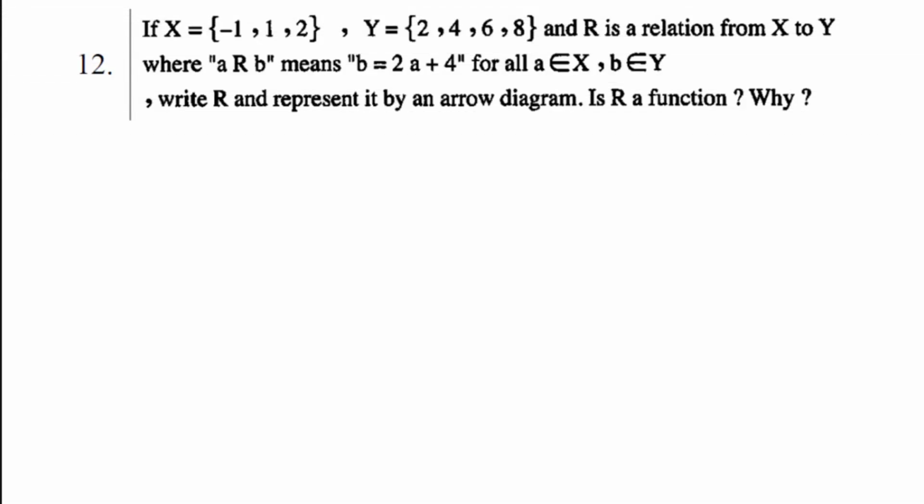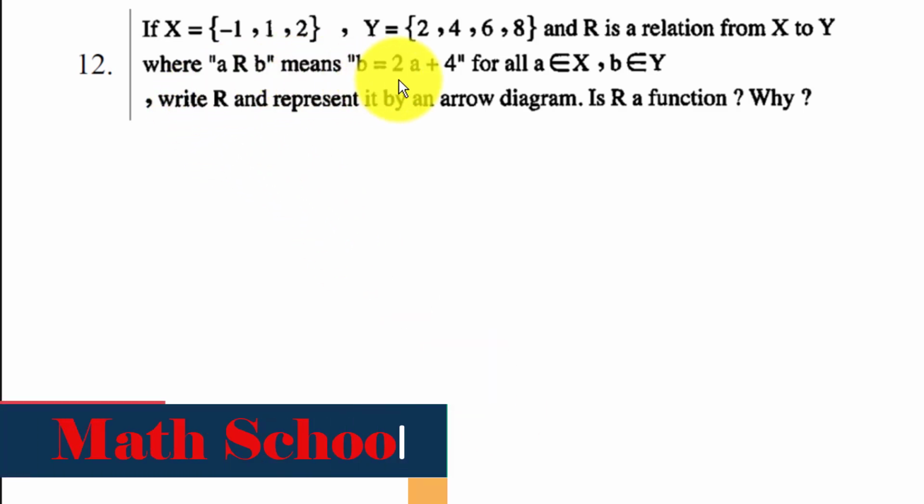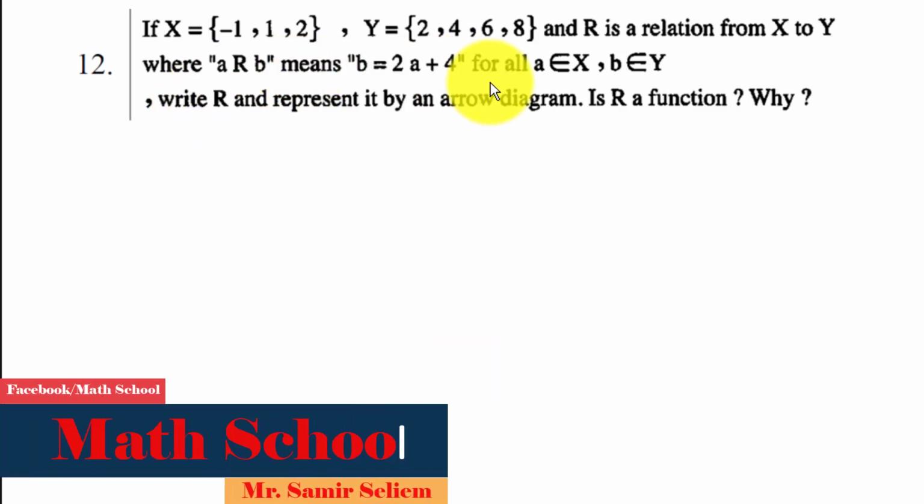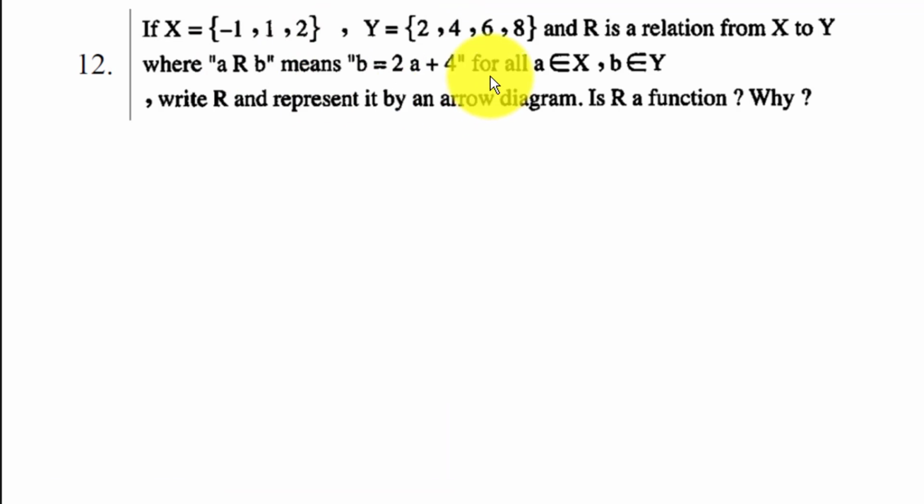Equals 3. Number 12, if x equals the set of negative 1, 1, 2 and y equals 2, 4, 6 and 8, and r is a relation from x to y, where a r b means what? b equals 2a plus 4. This relation means the element in y equals the element of x times 2 plus 4, for all a an element of x and b an element of y. Write r and represent it by an arrow diagram.